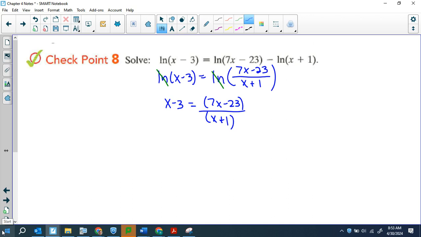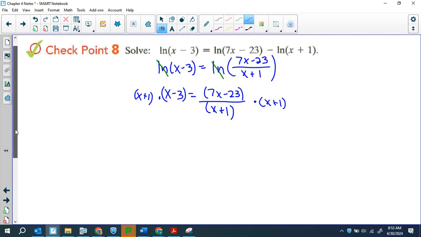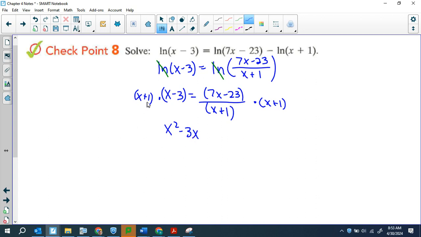So to do that, we would undo division by x plus 1. So we're going to multiply both sides by x plus 1. That means I would have to FOIL this left-hand side now, because I'd have a binomial times a binomial. So x times x gives us x squared. X times negative 3 is negative 3x. 1 times x is x. 1 times negative 3 is negative 3. And on the right side now, we just have 7x minus 23.